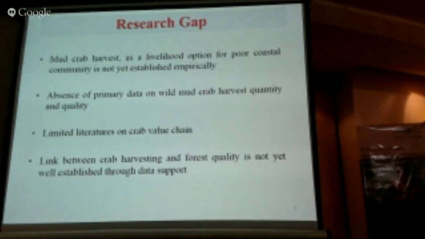So we are interested to know these issues. Similarly, primary data is almost absent, so far as I know, about wild mud crab harvest in terms of quantity and quality. Similarly, the literature on value chain is very scarce. The literature that we usually see is almost all about the market chain, most of them. And a link between crab harvesting and forest quality is not yet well established through data support. So these several issues triggered us to accomplish this study.